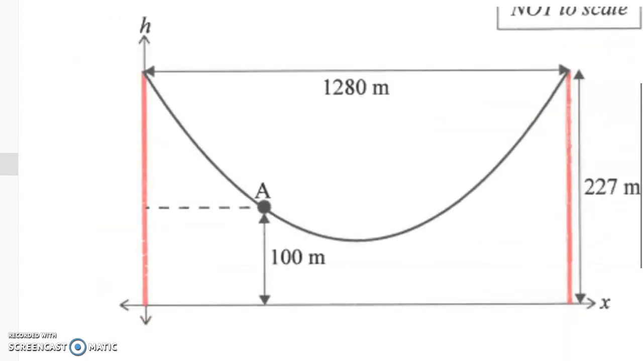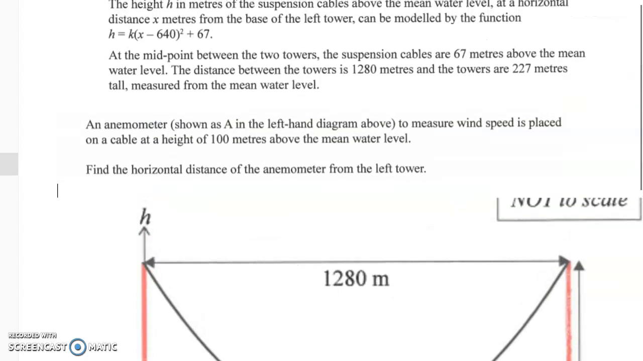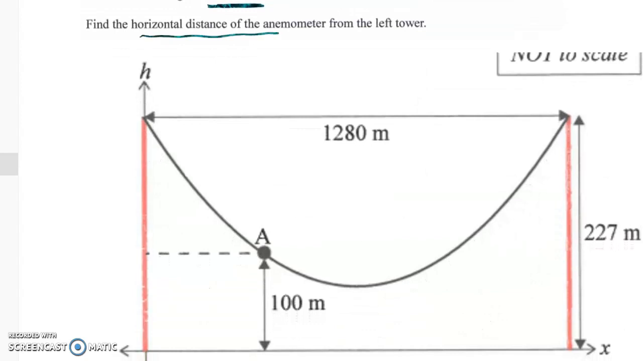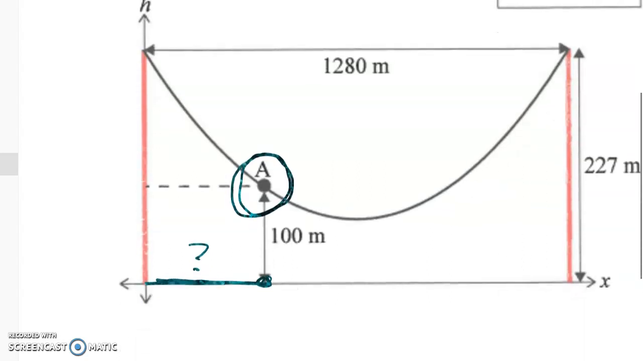So here's the second part. We're given this lovely graph, and it draws everything on for us. We're told there's an anemometer to measure wind speed, and it's been put on one of the cables at a height of 100 metres above the mean water level. We have to find the horizontal distance of the anemometer from the left tower. So this point A we're going to have to find.